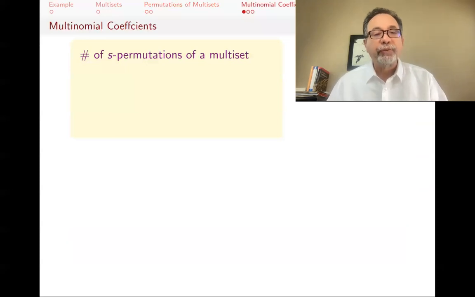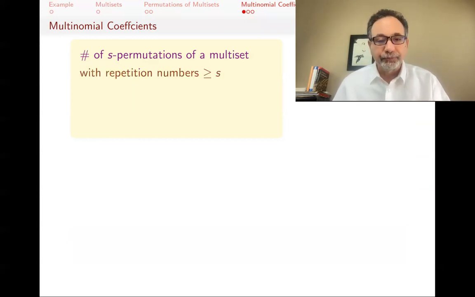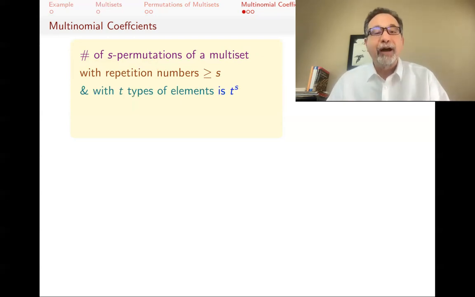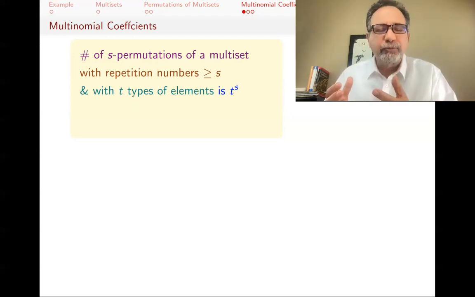Okay, so to answer another case, there will be yet another case that I want to answer. I want to introduce a notation, and this is what's called a multinomial coefficient, the generalization of the binomial coefficient. So the number of S permutations of a multiset with repetition numbers greater or equal to S, and with T types of elements, is T to the S. That's what we said. So what we said was that repetition numbers have to be infinite, but you don't actually need them to be infinite.